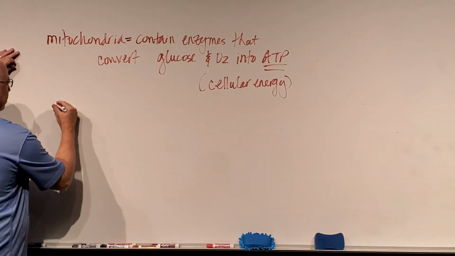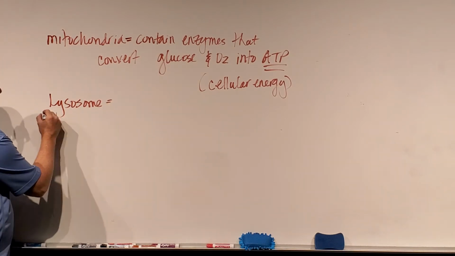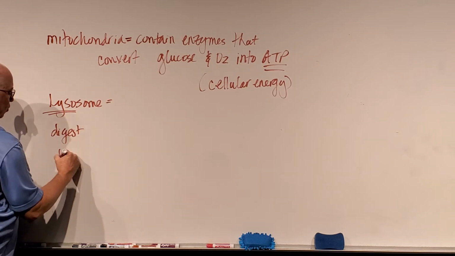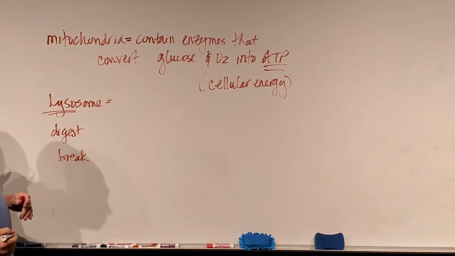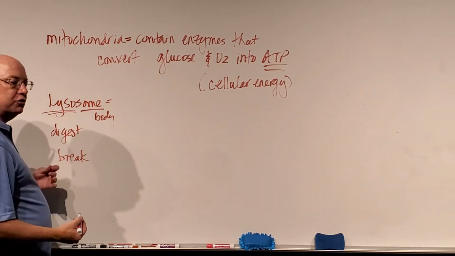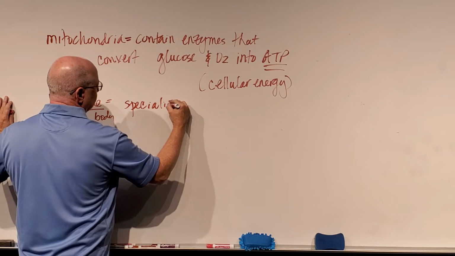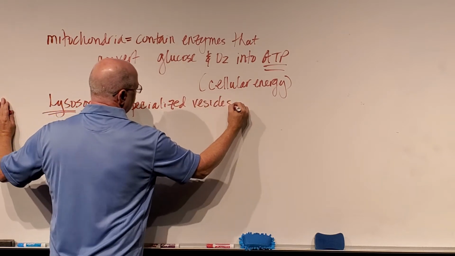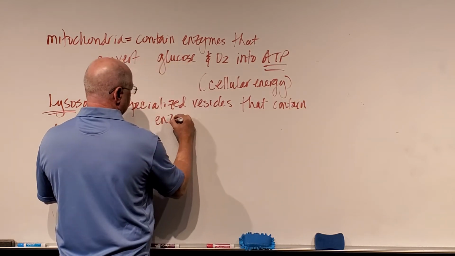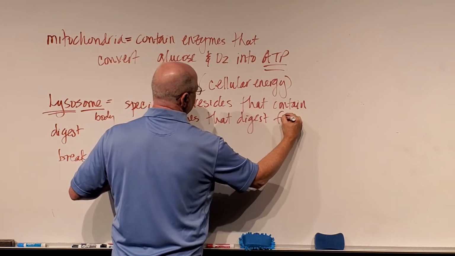The last organelle we're going to talk about is called a lysosome. We could talk about peroxisomes and others, but I'm not going to. Anytime you see lys or lyso, it means to digest or break. And the some means body. So these are little digestive bodies. Now this is how we describe lysosomes. They are specialized vesicles that contain enzymes that digest foreign substances.